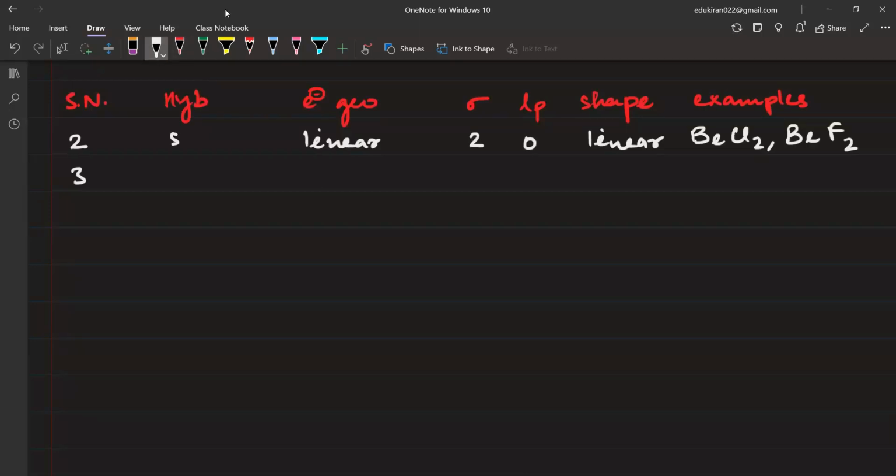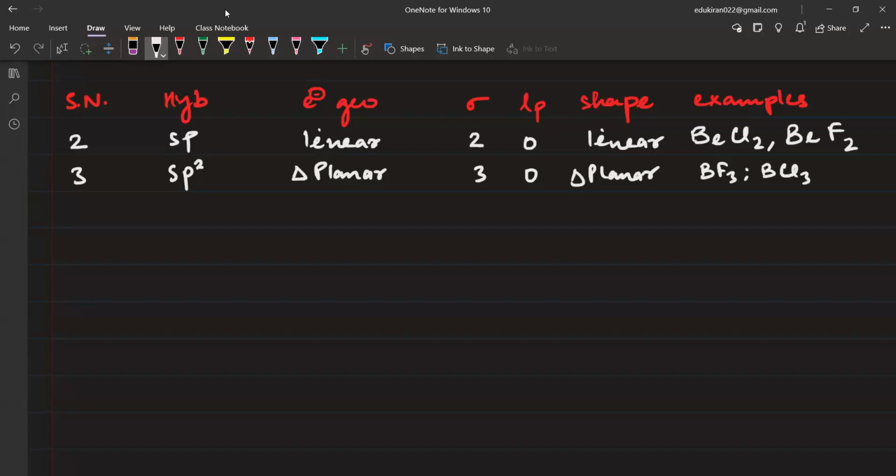In the case of steric number 2, the hybridization is going to be sp. In the case of 3, it will be sp2. The electronic geometry is going to be trigonal planar. The sigma bonds, the number of sigma bonds, it is going to be how much? It is going to be 3 and 0 lone pair. So the shape is also going to be the same, trigonal planar. The examples here in this case are what? We have seen an example for sp2, which was BCl3, BF3, BCl3, right? All of these are examples for steric number 3 with hybridization sp2 and 3 sigma bond, 0 lone pair. There can be another case in which we are having 2 sigma bond and 1 lone pair.